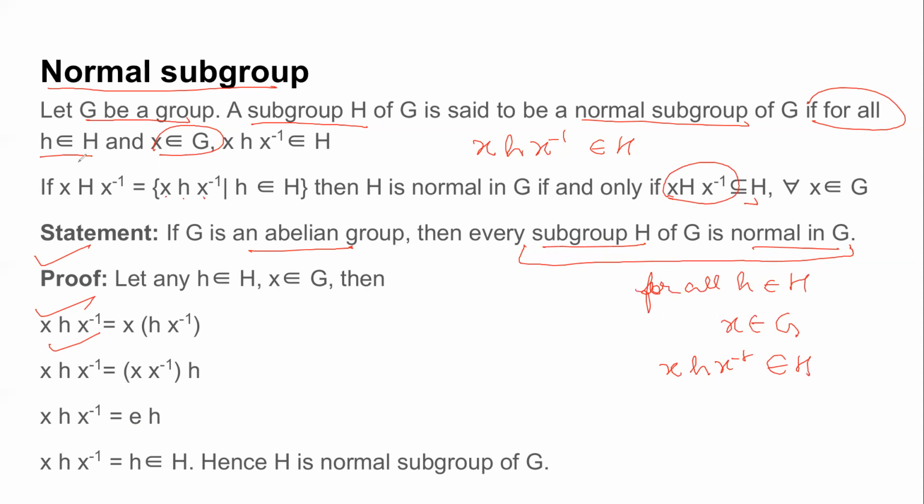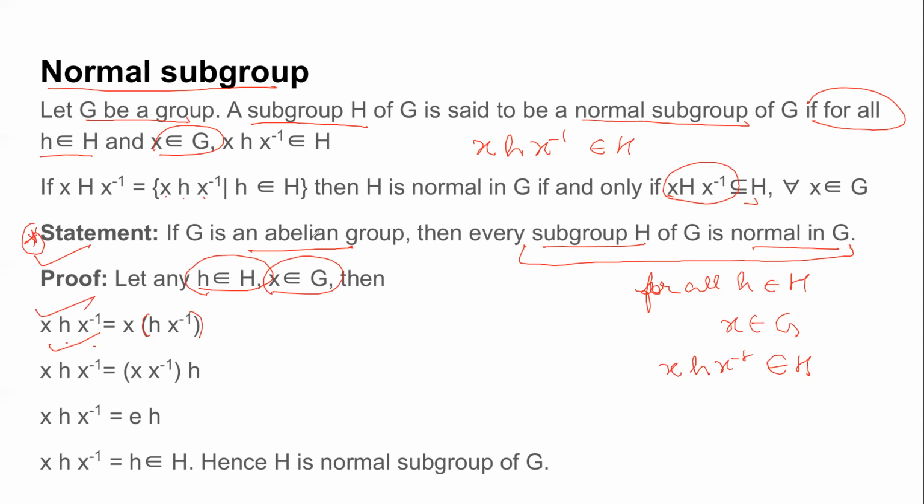Now, what we are claiming in this theorem is that if your group G is abelian, then this will always hold. And let us see why. If you consider any H in H and any X in G, X H X inverse, suppose I just parenthesize it like this.